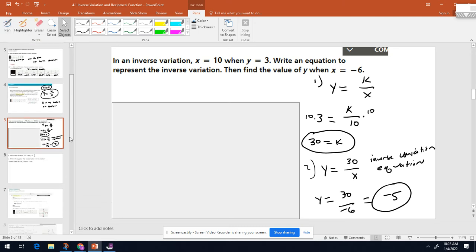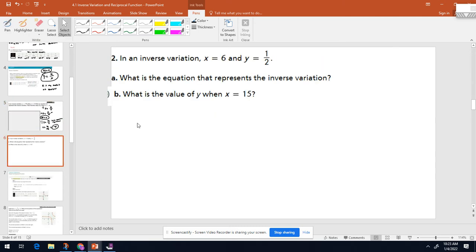So if we look at another example of this, it says in an inverse variation, x equals 6, y equals 1/2. I need to first find k, right? So there's two ways you can do this. I did it this way. I did y equals k over x. I plugged in 1/2 for y, and k over 6. And then you can solve this for k however you want. I'm going to multiply both sides by 6. This gives me 6 over 2 equals k, which is 3. Okay. So k equals 3.